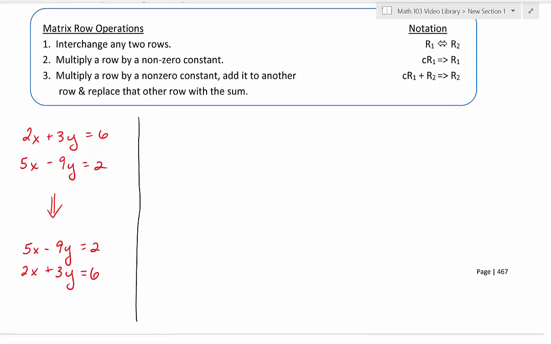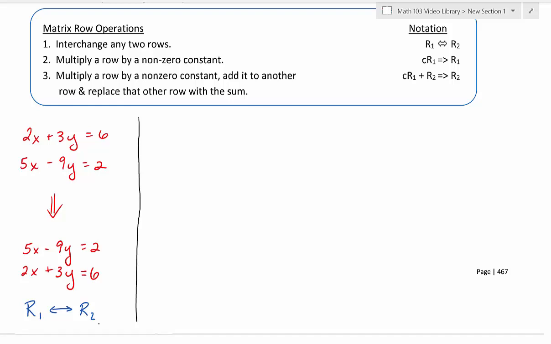When interchanging 2 rows, you're going to use the notation R1 interchanged with R2. Once we start solving systems of equations using row echelon form, it's going to be really important that we write down the row operation for each step. So this one, row 1, interchanged with row 2.